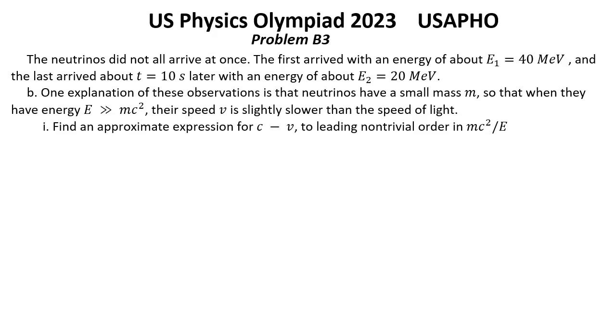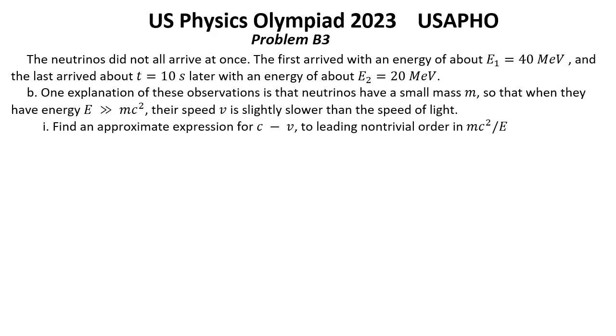Solution for part B. One explanation of this observation is that neutrinos have a small mass m, so that when they have energy E much greater than mc², their speed v is slightly slower than the speed of light. First question: find an approximate expression for c minus v to leading non-trivial order in mc² over E.